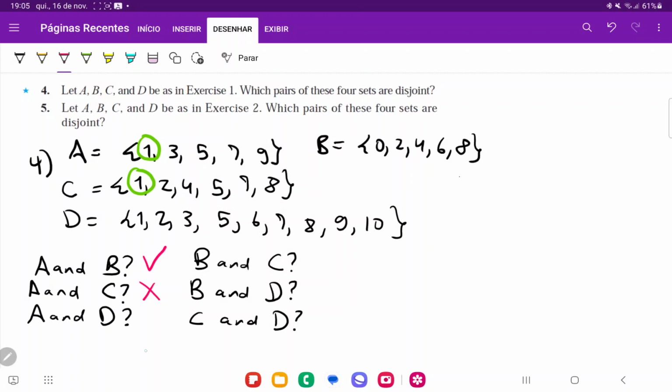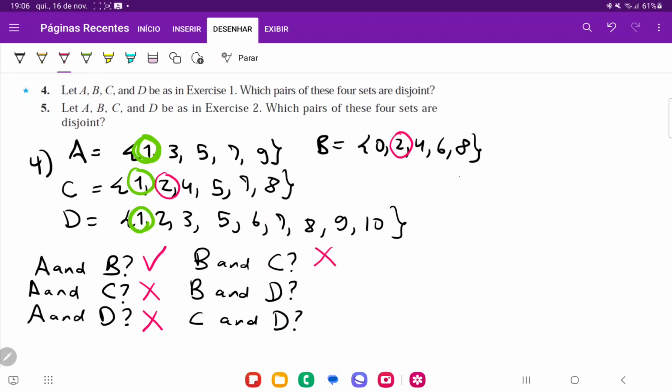What about A and D? Well, similarly, I have 1 here and 1 in D, right? So that's not going to be disjoint. What about B and C? So let's see. B and C, I'm going to have 2 here and 2 there. So they have stuff in common. So that's definitely not disjoint.